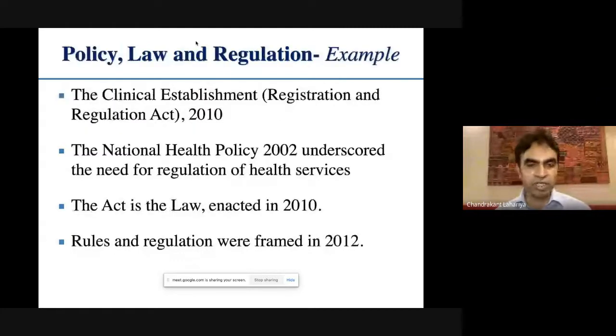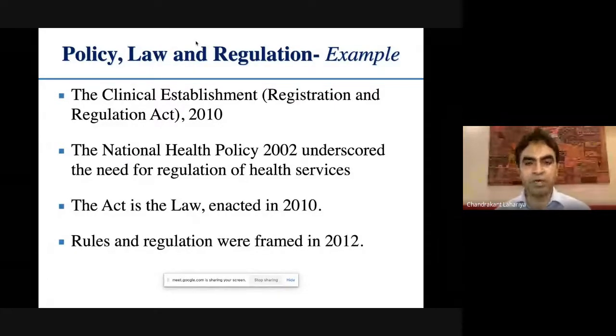If we put all three together, let me give you an example of a health sector law, the Clinical Establishment Registration and Regulation Act 2010. This act outlines what should be part of health facilities when they are being set up. India formulated a National Health Policy in 2002, which mandated the need for regulation of healthcare services in the country.